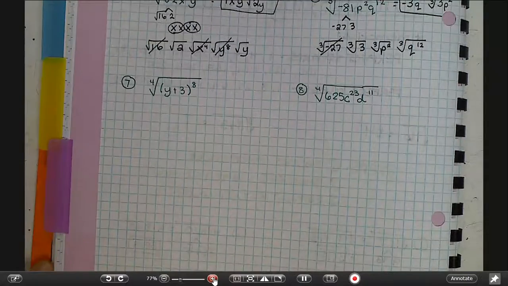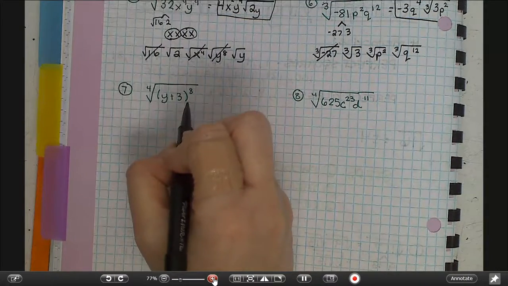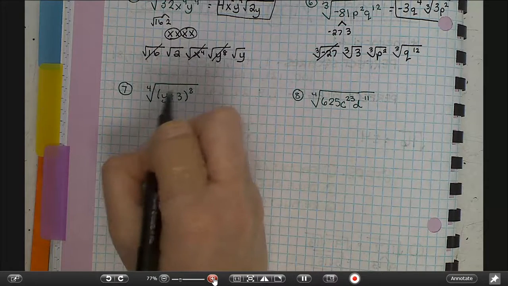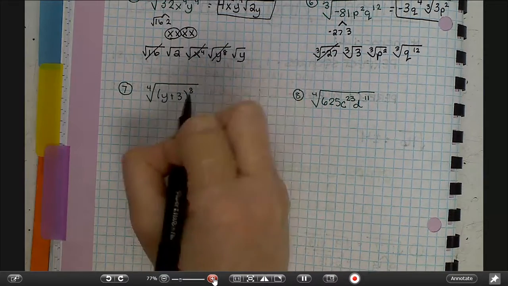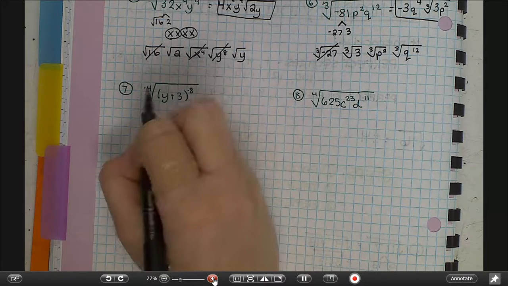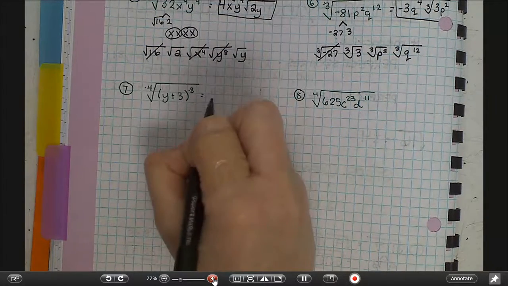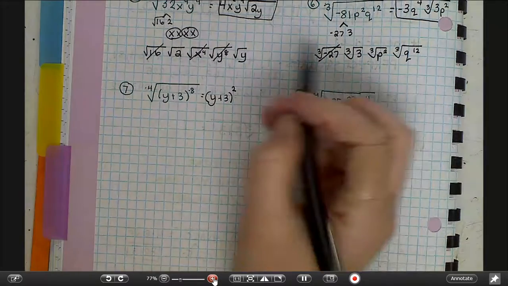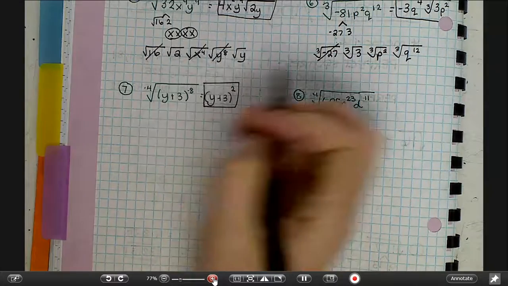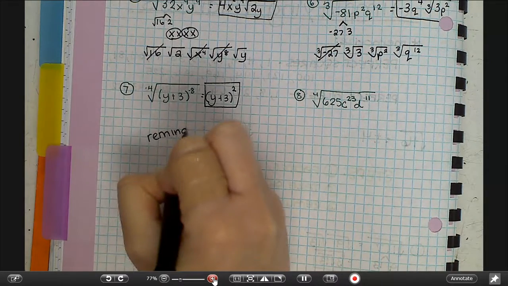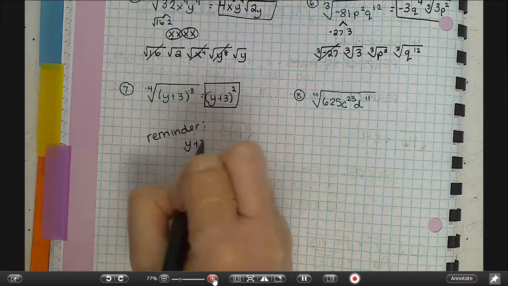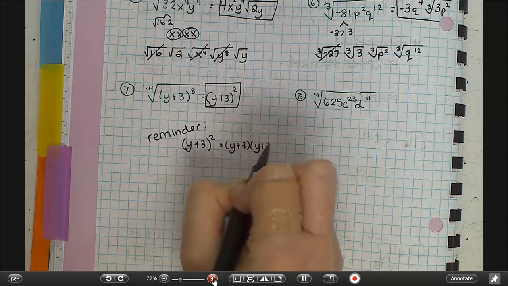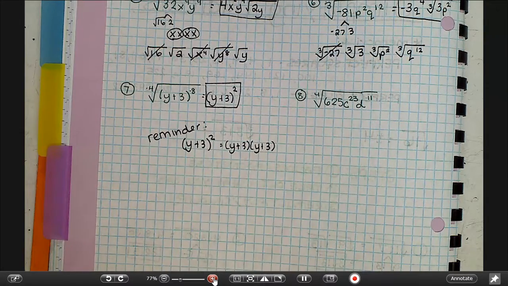All right, 2 more. This one, we want the 4th root of y plus 3 to the 8th. Now keep in mind, because this is in parentheses, it's one quantity. So all you have to do is divide 8 by how many groups there are? 4. So we're going to have y plus 3 squared. That's the final answer. And just a little reminder, y plus 3 squared means y plus 3 times y plus 3. It does not mean y squared plus 9.